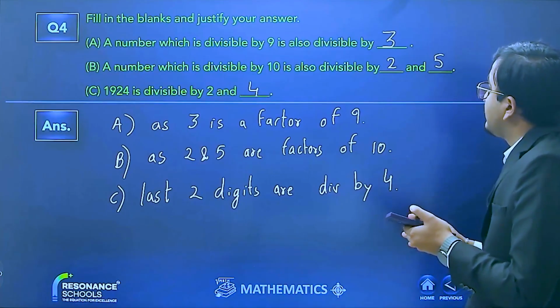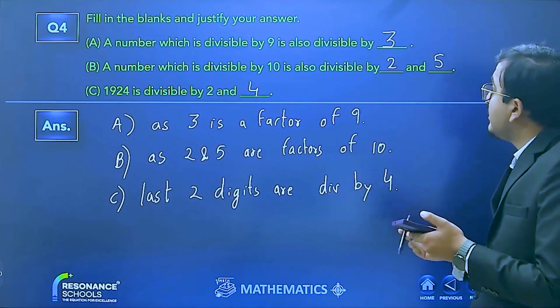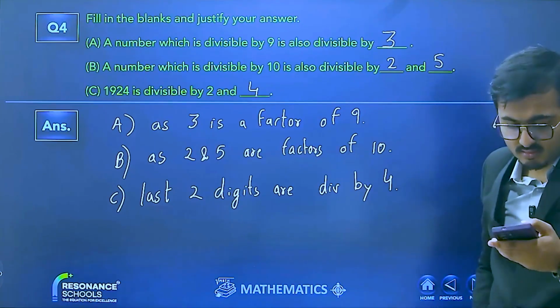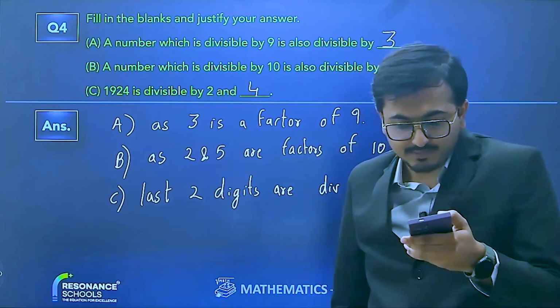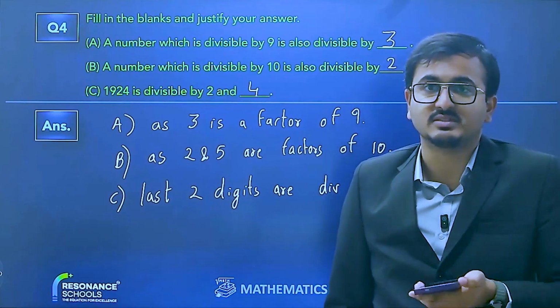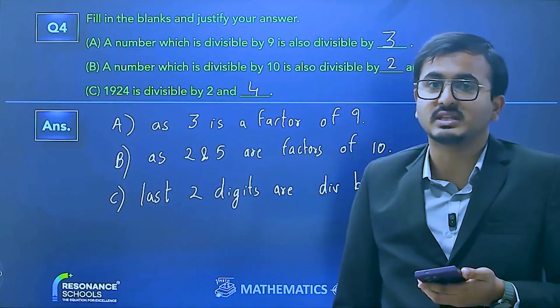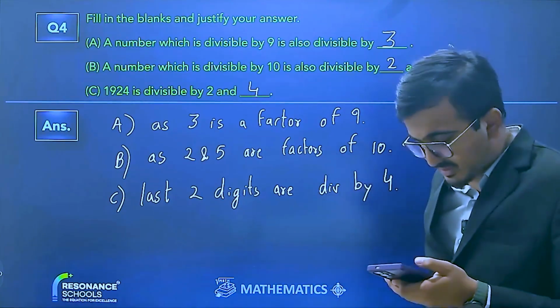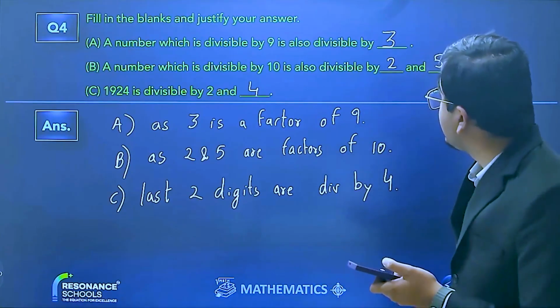Fill in the blanks and justify your answer. A number is divisible by 9, so it must be divisible by 3. Perfect. It must be divisible by 3 because 3 is one of the factors of 9. Next one. A number is divisible by 10.